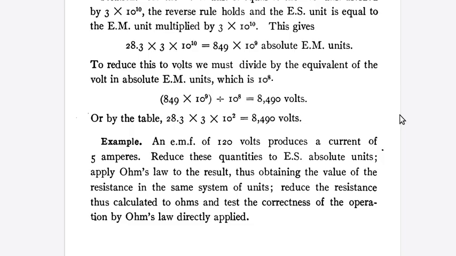Alternatively, using the table, 28.3 multiplied by 3 multiplied by 10 raised to the power of 2 equals 8,490 volts. Example, an electromotive force of 120 volts produces a current of 5 amperes.